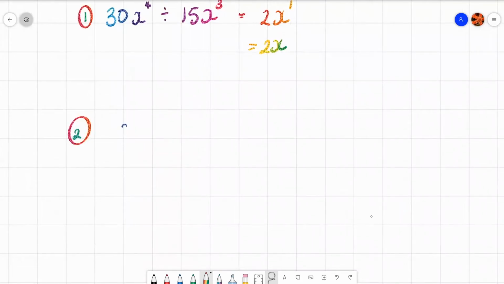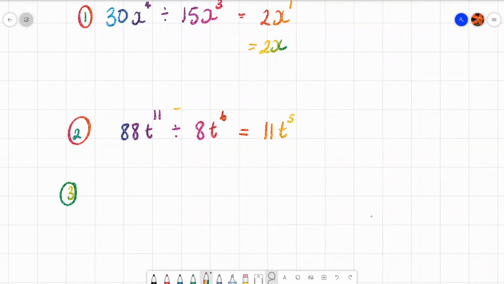I can have something like this: 88t to the power of 11 divided by 8t to the power of 6. So 88 divided by 8 is 11. t stays the same. I've got to do 11 take away 6 now to give me 5. Okay.